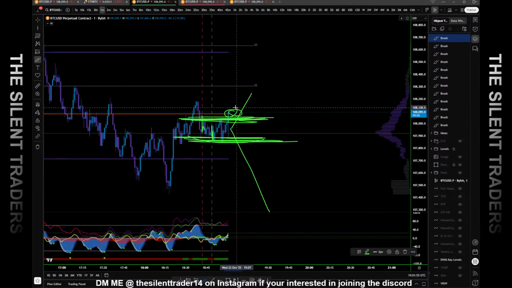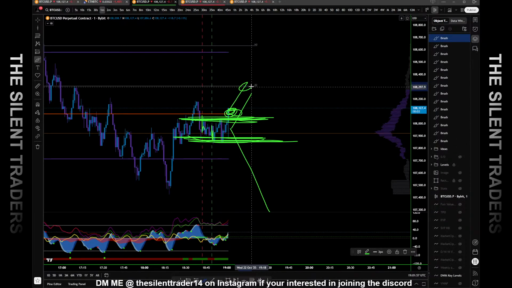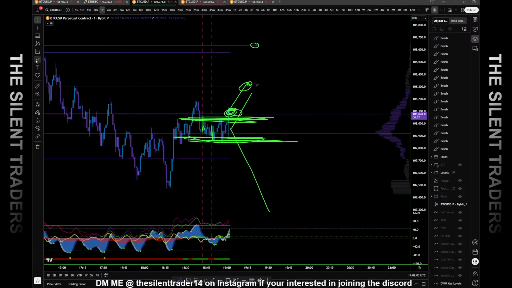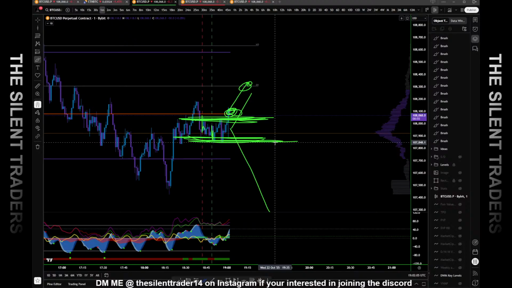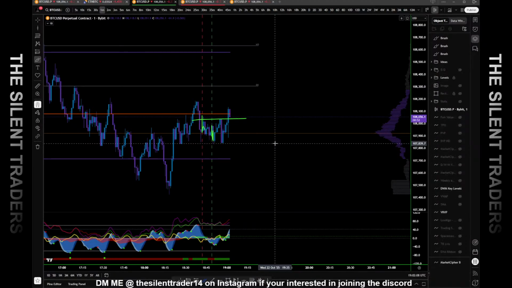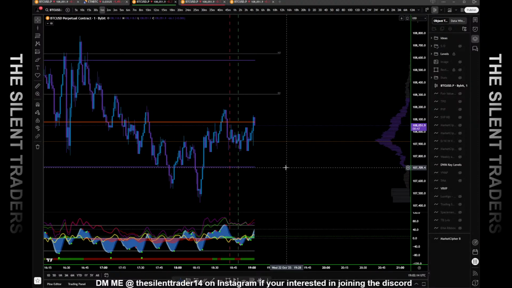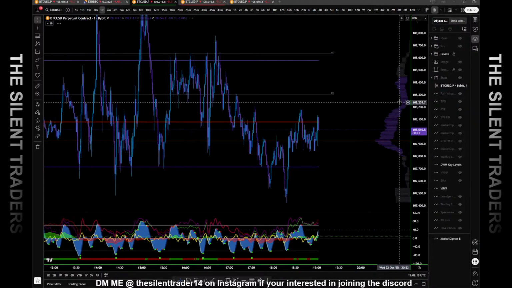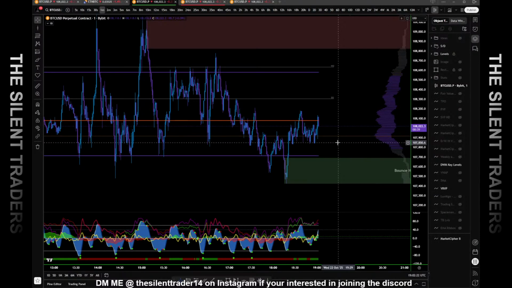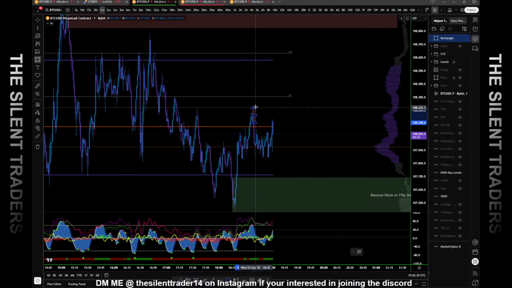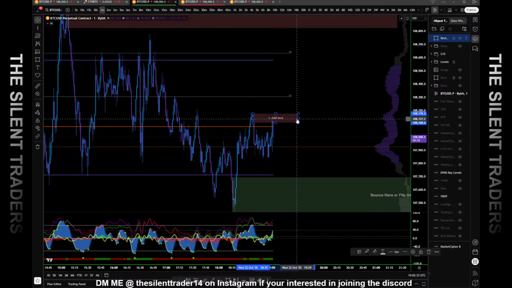Right at this high volume node, decision time. If we break the high volume node, target this daily open, the weekly open. If we can't, target to take this low out. There's a little bit of supply here.